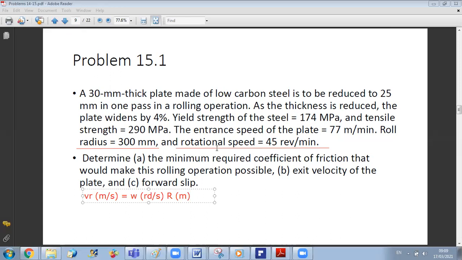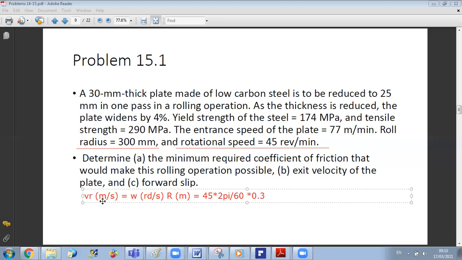Okay, so here the rotational speed is already in revolutions per minute. To convert to radians per second, I should multiply by 2 pi and divide by 60. So I get 45 times 2 pi over 60. And for the radius, to convert to meters, it's 0.3, so times 0.3. Then you will get VR in meters per second.